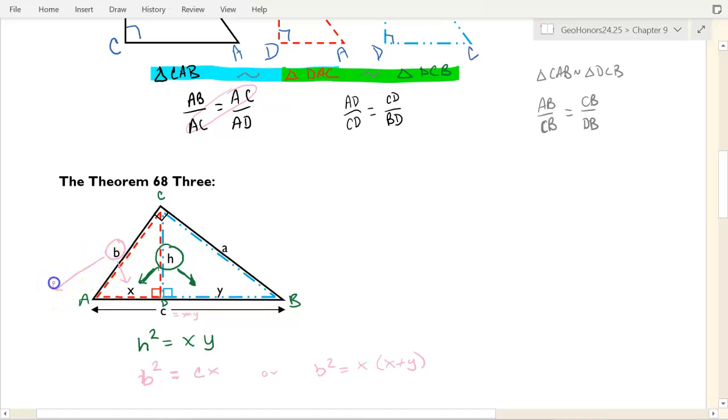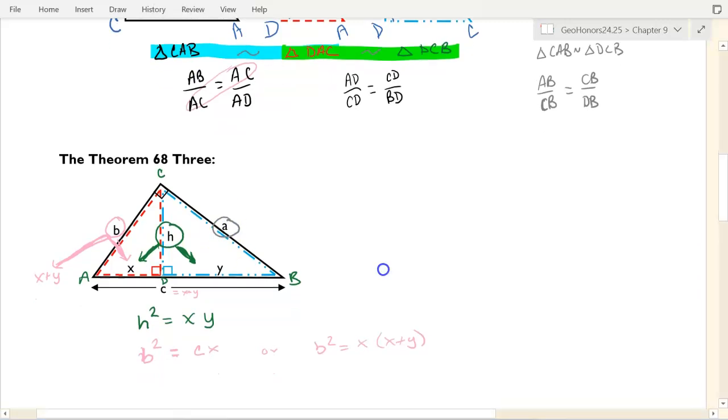I show that sometimes by doing this. I have a mountain here where the peak is squared and it's equal to the product of these two pieces. And in the middle I have my mountain. I have my peak h squared and it's equal to the product of the two bases. And then we can go along the other side and use the same theory here.